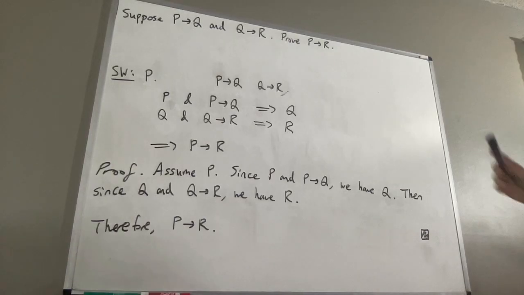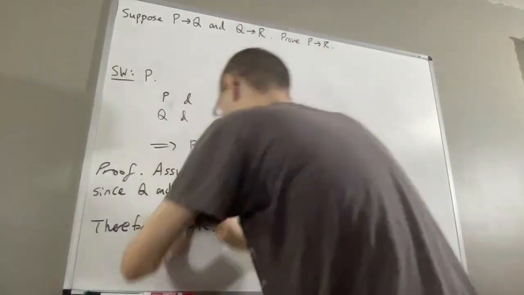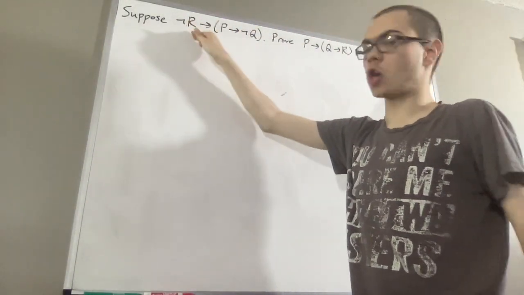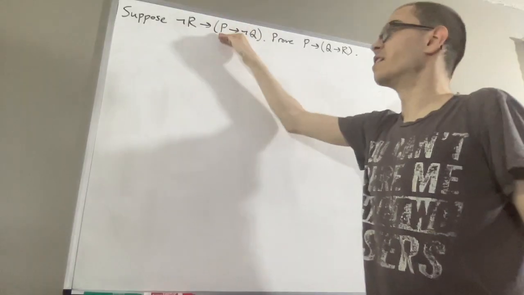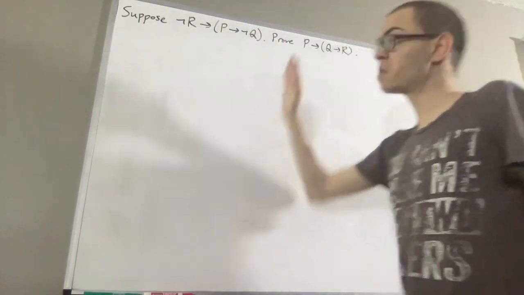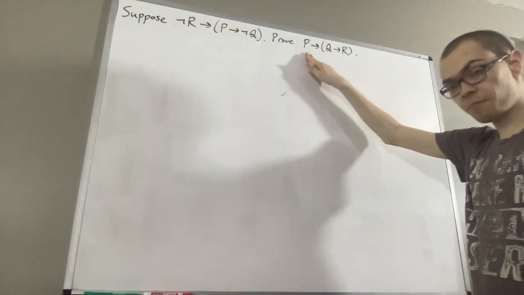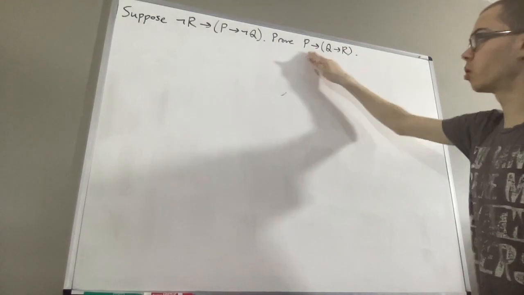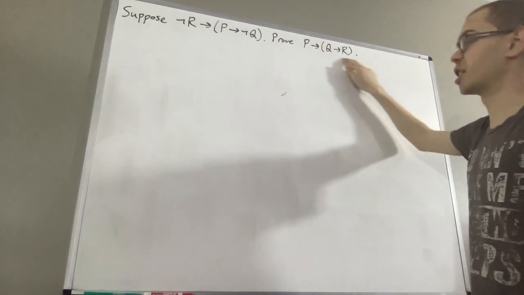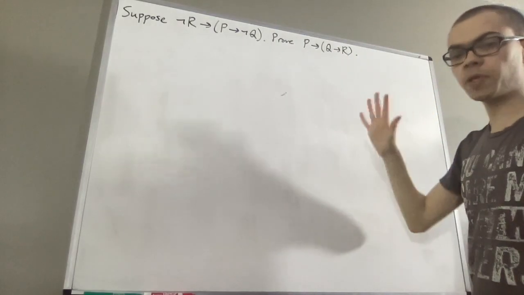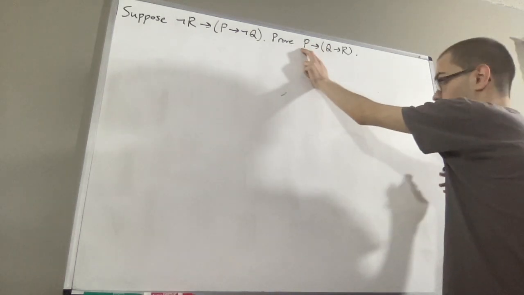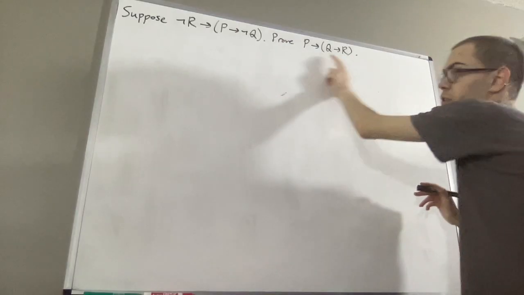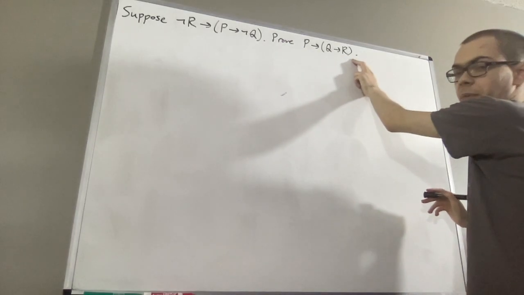So now let's look at another example problem. Suppose if not R, then if P, then not Q. Prove if P, then if Q, then R. So our whole goal, once again, is to prove a conditional statement. The conditional statement that we're proving is if P is true, then if Q, then R is true, right? That's the overall conditional statement that we're proving.